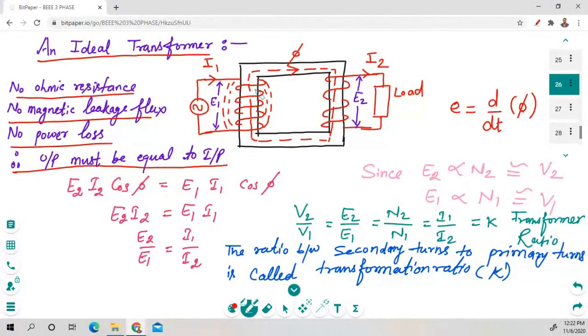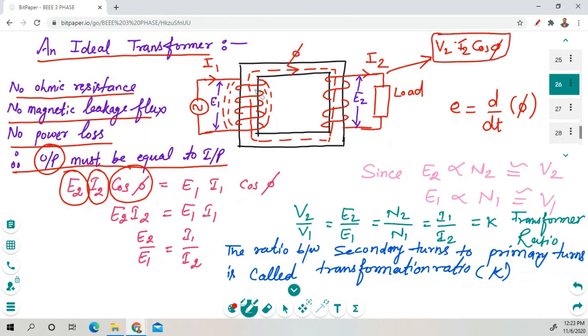So, how to calculate this output? In the output side, we have used voltage as E2 and current as I2, and then we have to use the angle cos of phi. Okay. In the previous efficiency derivation, we calculated this V2 into I2 into cos of phi. In this derivation, we have assumed that E2 is the EMF across the secondary side, I2 is the current across the secondary side, and cos of phi is the angle across this load.